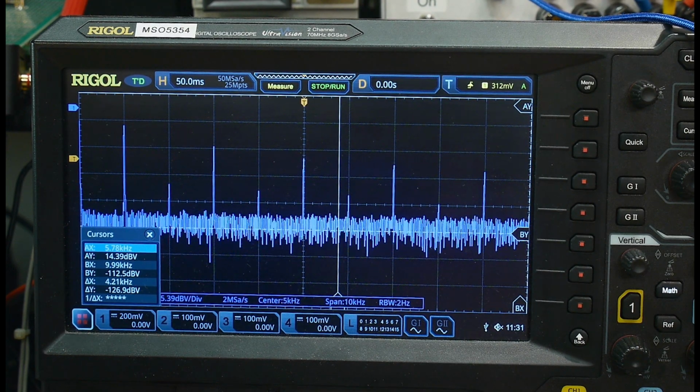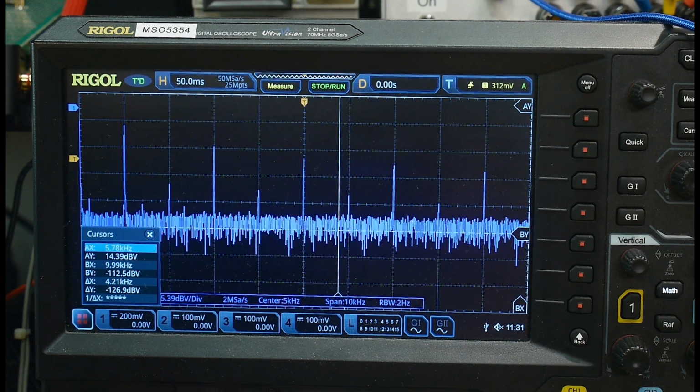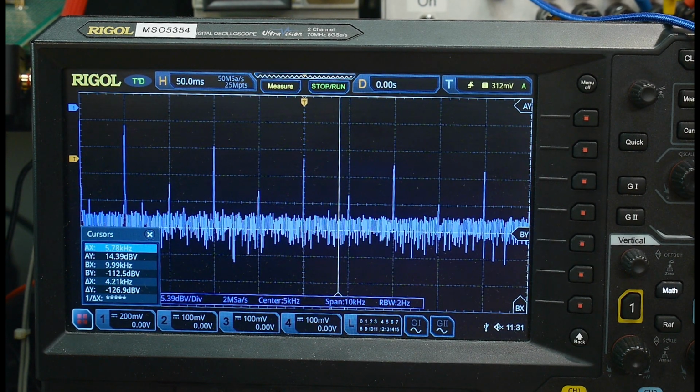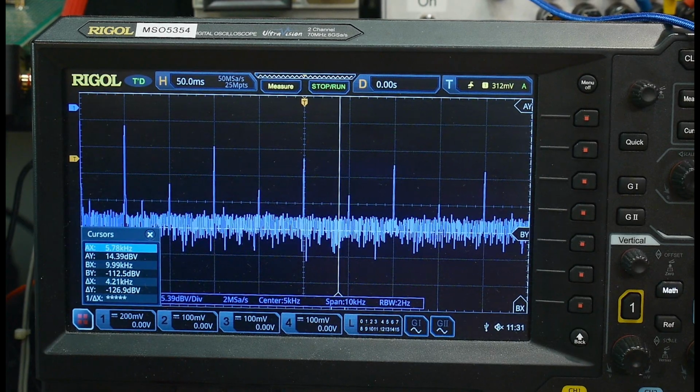That answers a couple of questions. One is, what is the total harmonic distortion of this chip? About 0.1 to 0.2 percent. And just for fun, I'm showing you the spectral content.